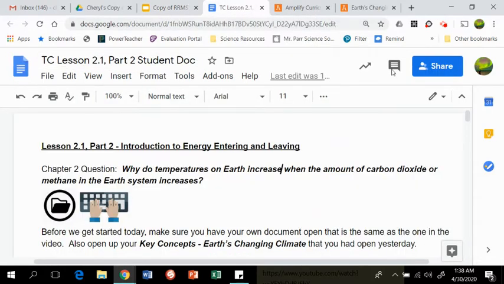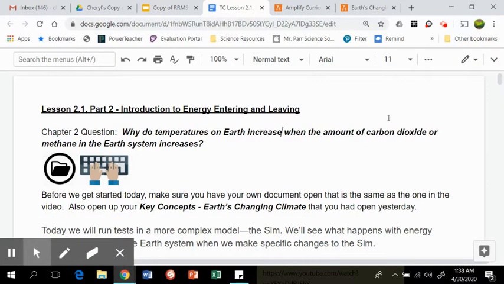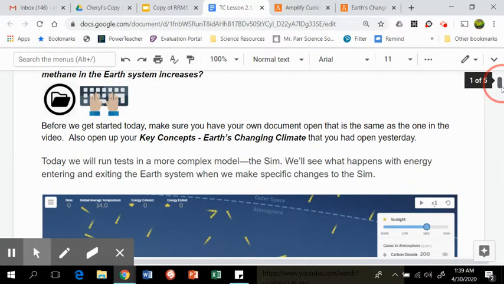All right, so the document that you're first going to need is this one that looks like this. Lesson 2.1, Part 2, Introduction to Energy Entering and Leaving. So the Chapter 2 question, why do temperatures on Earth increase when the amount of carbon dioxide or methane in the Earth system increases? Before we get started today, make sure that you have this document open, and that you also have the key concepts, Earth's Changing Climate, that you had open yesterday, open.